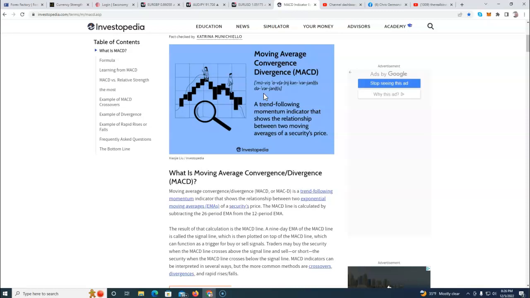Let's understand what the MACD is, and based right from Investopedia, I'm going to read you guys the definition of the MACD. The MACD is moving average convergence divergence. It is a trend following momentum indicator that shows the relationship between two exponential moving averages of a security's price. The MACD line is calculated by subtracting the 26 period EMA from the 12 period EMA. The result of that calculation is the MACD line. A 9-day EMA of the MACD line is called the signal line, which is then plotted on top of the MACD line, which can function as a trigger for potential buy or sell signals.